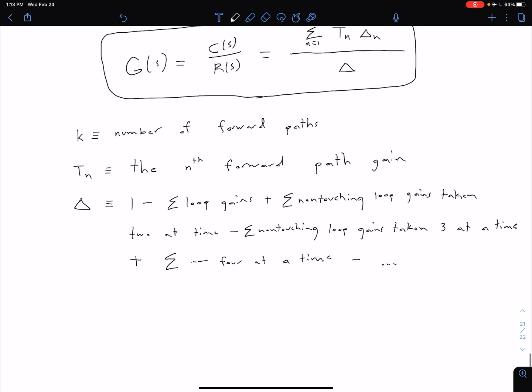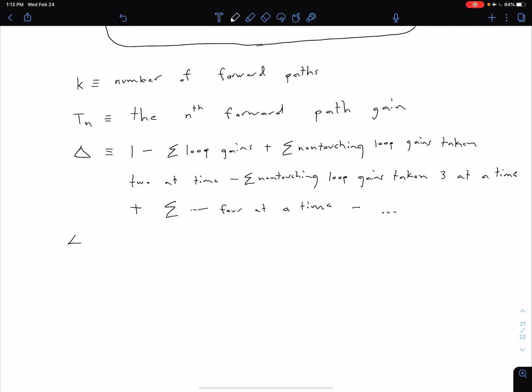The last item that we want to define is delta n. Our delta n is just going to be the delta, with the loop gains that touch the nth forward path removed.